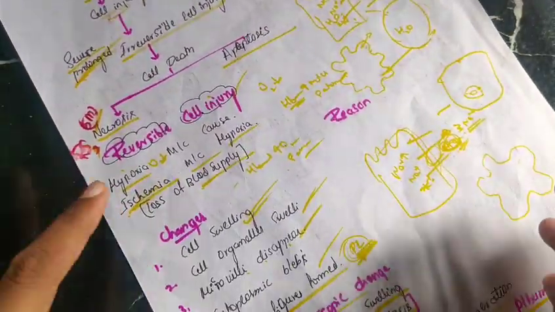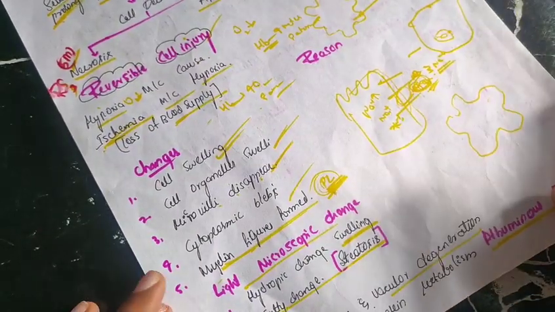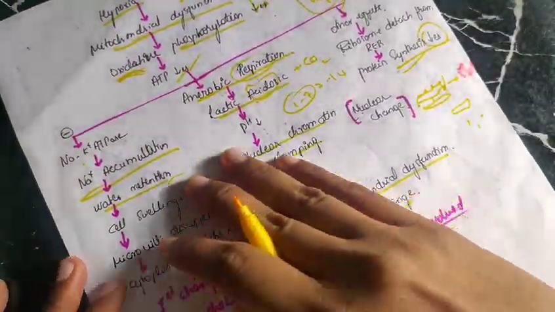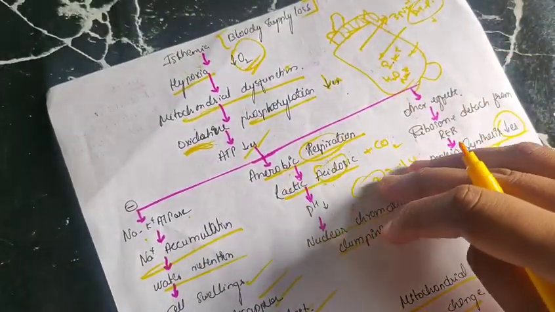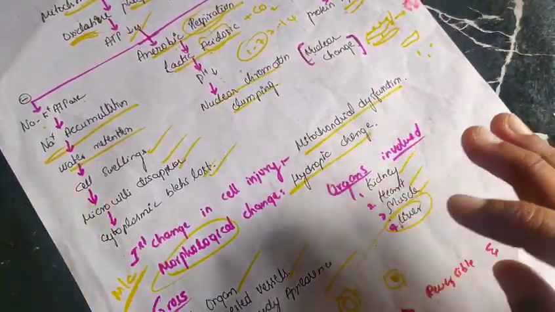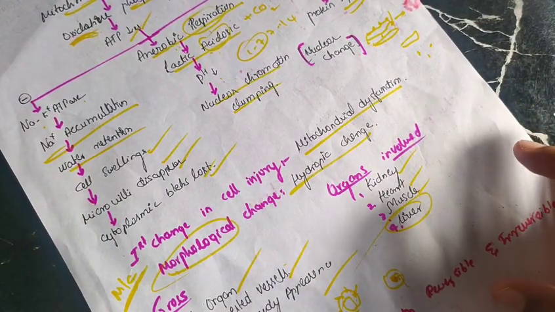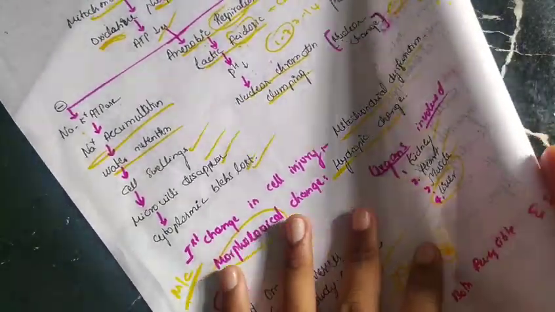You learned about the reversible cell injury changes, the most common cause, the light microscopic changes, what albuminous degeneration is, and the consequences of hypoxia. Then the first change in cell injury, gross changes, microscopic changes, and organs involved. All this you learned in this video.